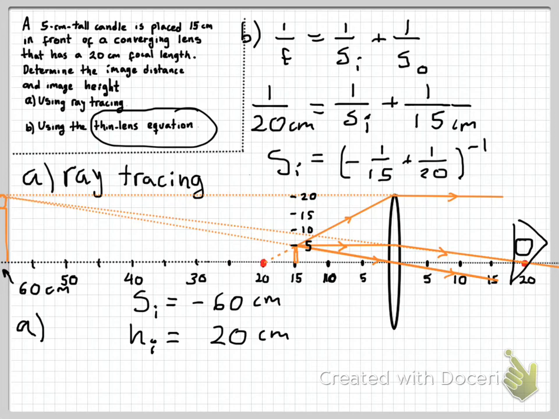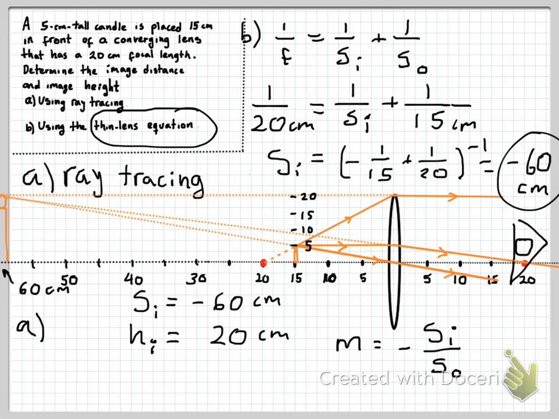So from this equation we can solve for the distance to the image, a little bit of algebra there, and the answer is negative 60 centimeters, which, as you can see, coincides with the answer that we got using ray tracing. The second thing that we need to calculate is the size of the image, the height of the image. There is an equation that tells us that the magnification of a lens is the negative of the distance to the image divided by the distance to the object. So we have a distance to the image of minus 60. We just calculated that. The distance to the object is 15.